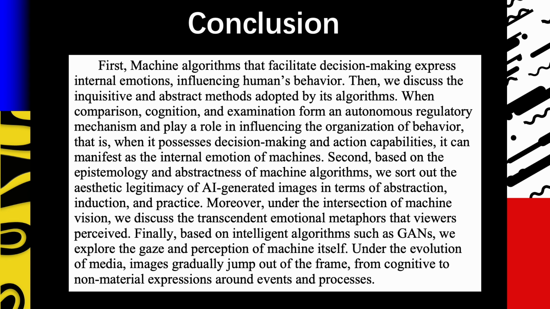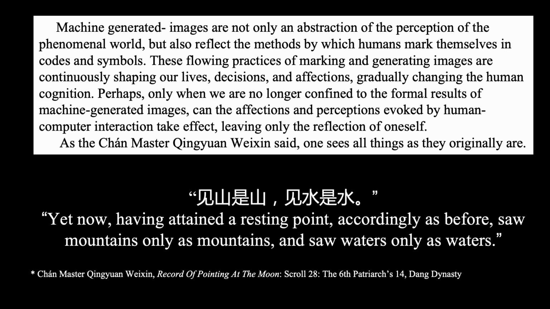The images gradually jump free from the cognitive to non-material expressions around events and progresses. Machine-generated images are not only an abstraction of the perception in this phenomenal world, but also reflect the methods by which humans mark themselves in codes and symbols. This following practice of marking and generating images is shaping our lives, decisions, and affections, gradually changing human cognition. Perhaps only when we are no longer confined to the former results of machine-generated images can the affection and perception evoked by human-computer interaction take effect, leaving only the reflection of oneself.